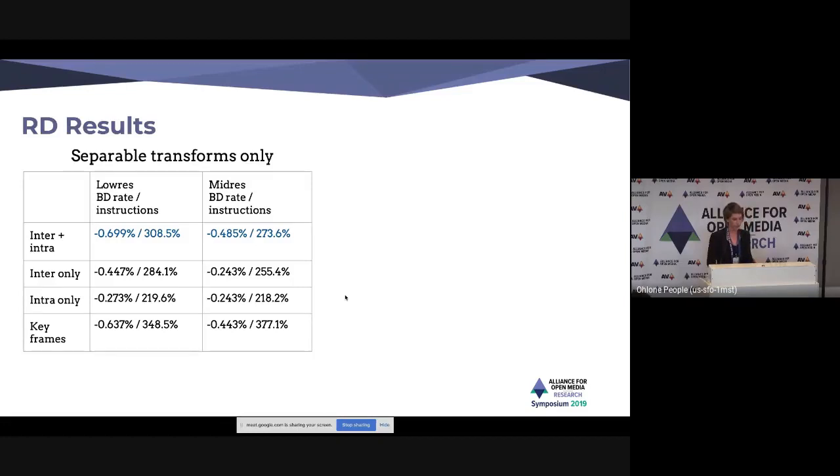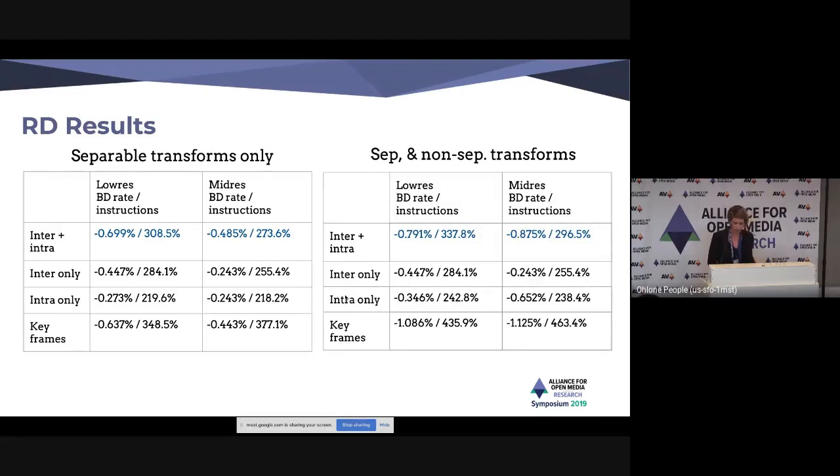These are some of the results that we currently have for this experiment. So we don't have to go over each of these categories. I think the main one to look at here is for both inter and intra separable and non-separable transforms. This is currently getting about 0.87% on the mid-res set.